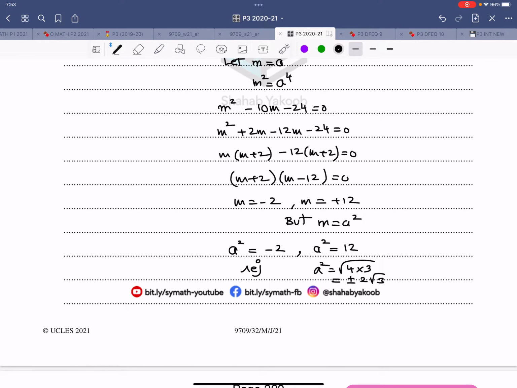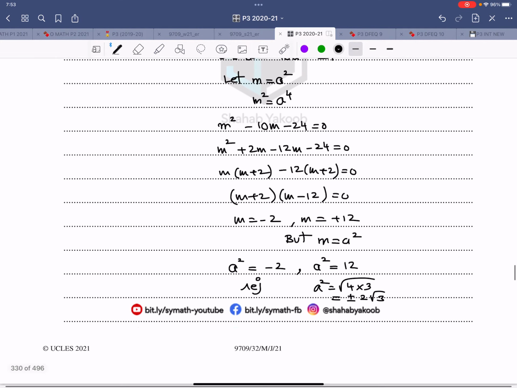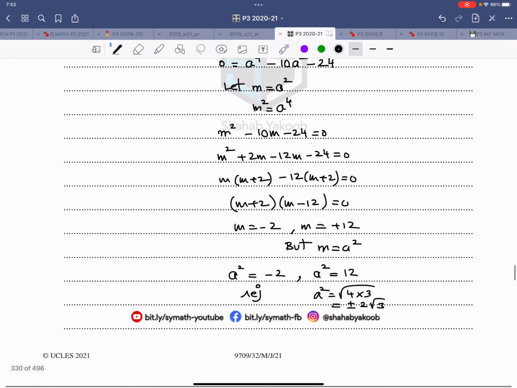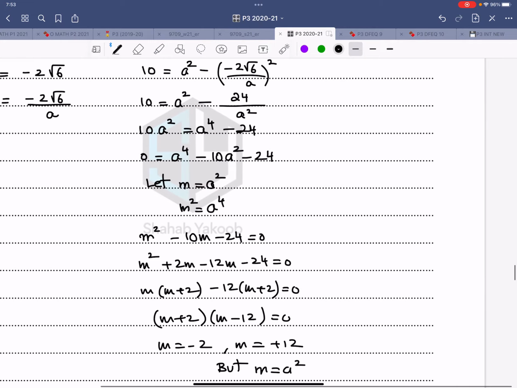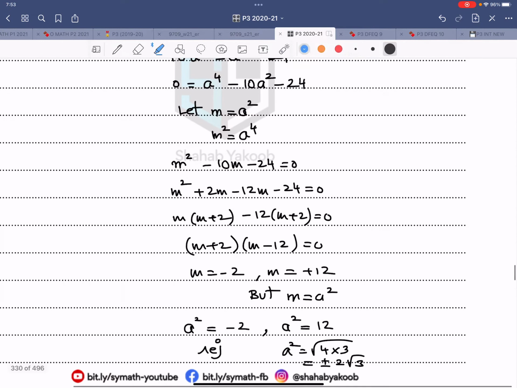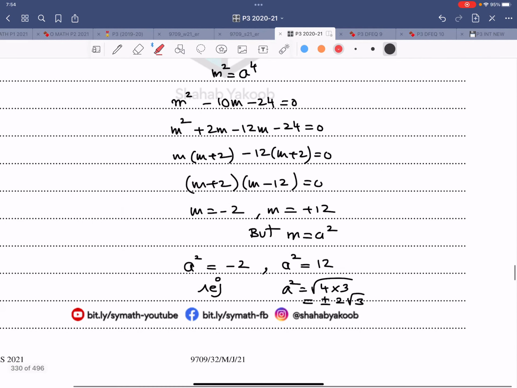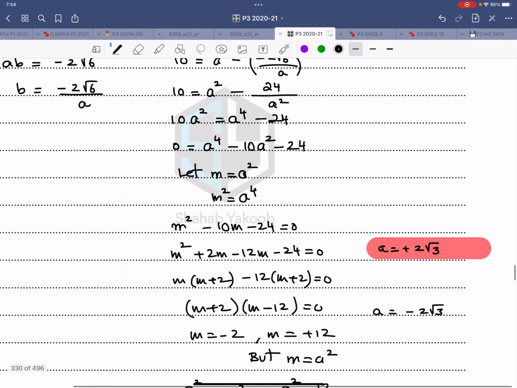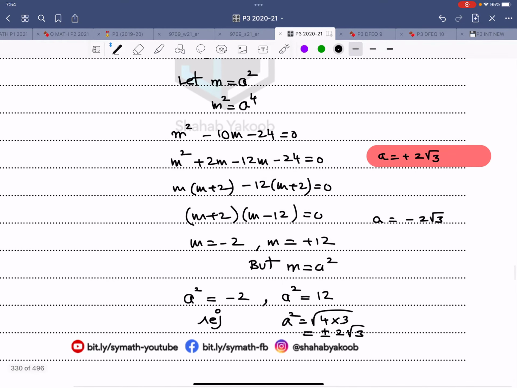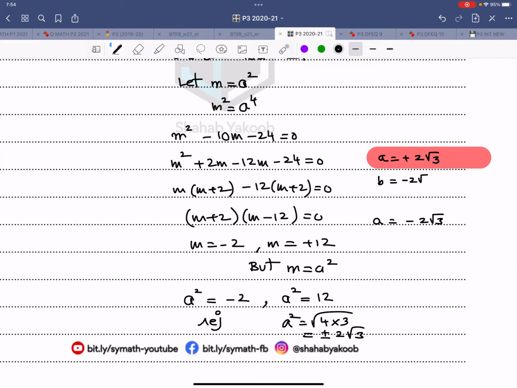Now, a little bit more working is left. I can do the working on the right hand side. I think it's all messed up in terms of space. So now the working is a equals plus 2 root 3. And then a equals minus 2 root 3. What is b equal to? b is minus 2 root 6 over a.